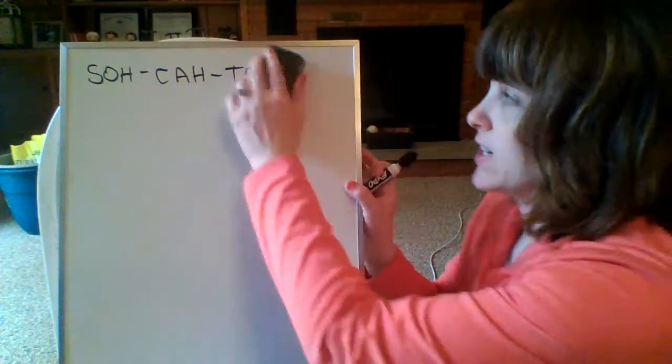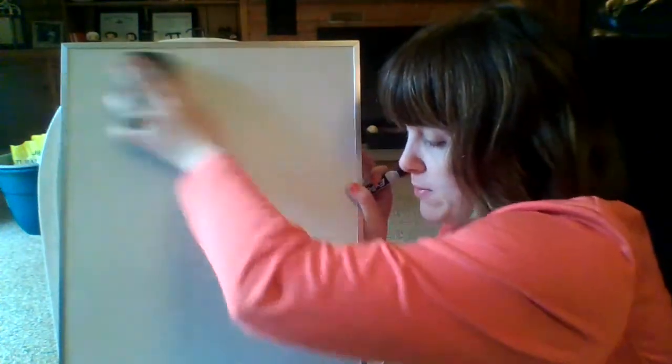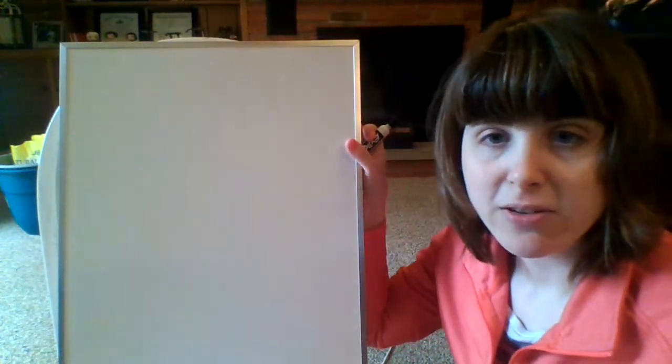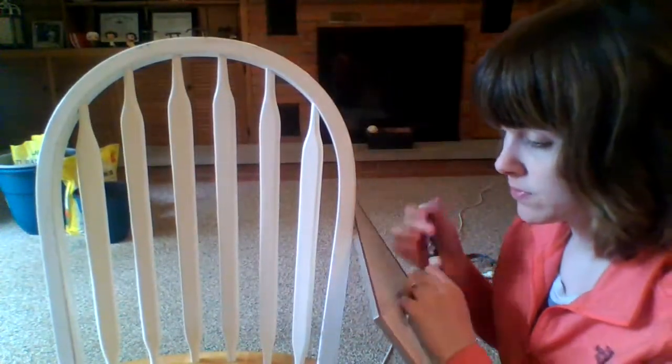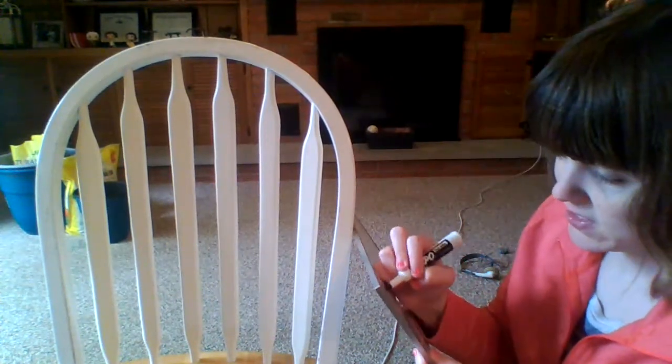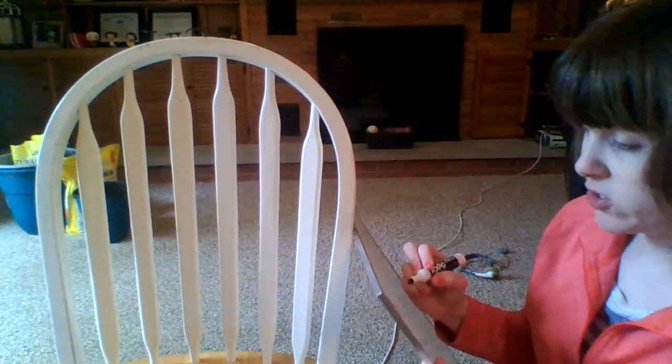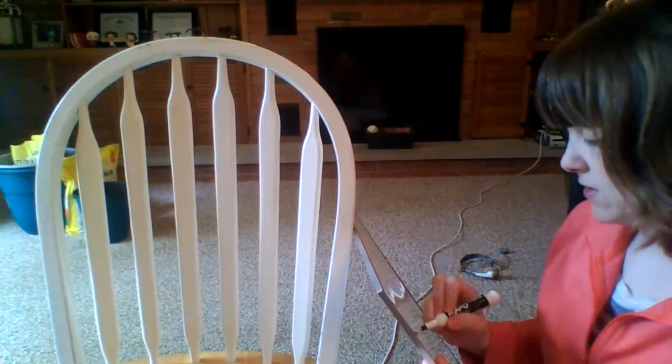Alright, so first up, we're going to find missing sides. So I'm going to draw you this triangle, and then we're going to find the missing side. So this is example 1, part A, and the triangle looks like this.